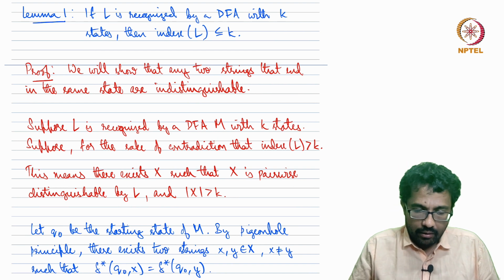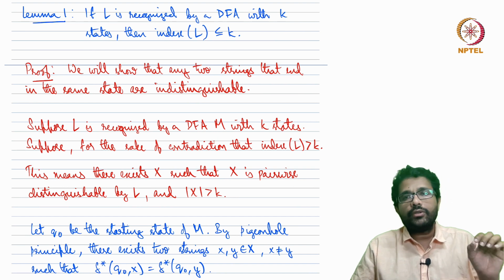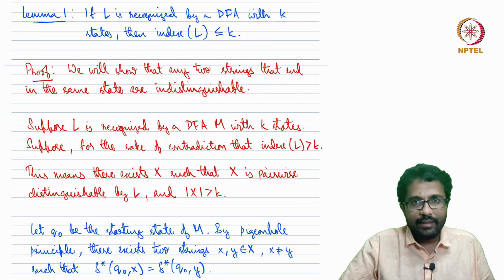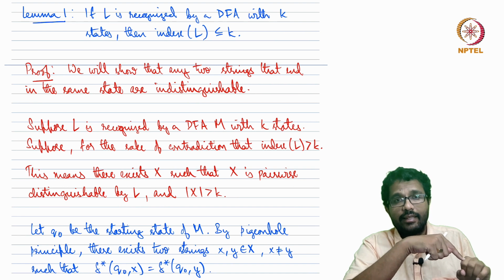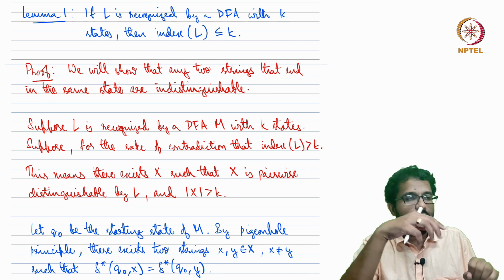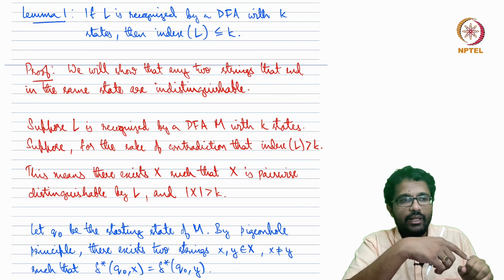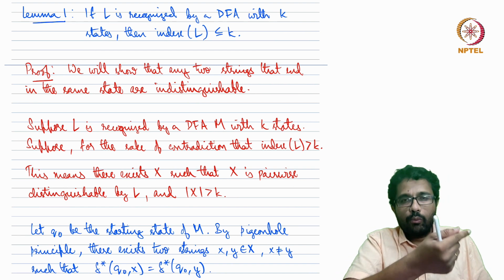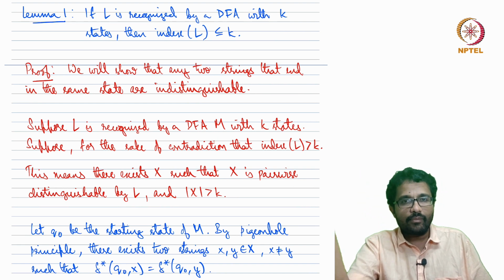What we will do is, suppose L has a DFA with k states. We will show that any two strings that end in the same state are indistinguishable. So suppose there are k states. Any string that ends in the same state is indistinguishable. So suppose there are infinite strings that end in a certain state, all of them are indistinguishable, meaning from the strings that end in that state, I can only pick one string in the pairwise distinguishable set.